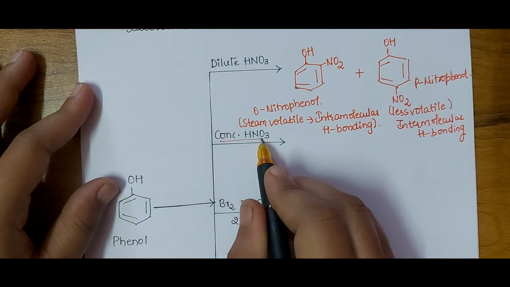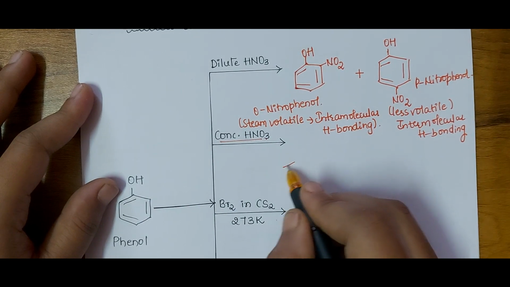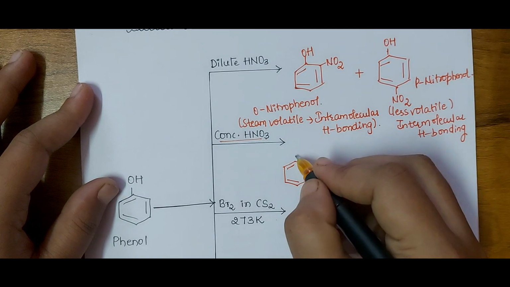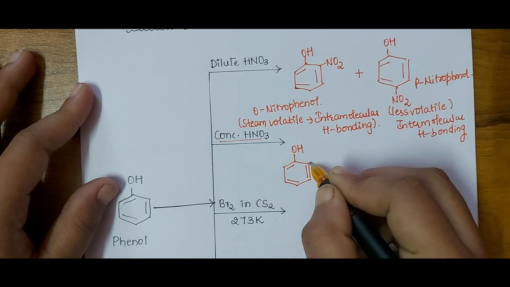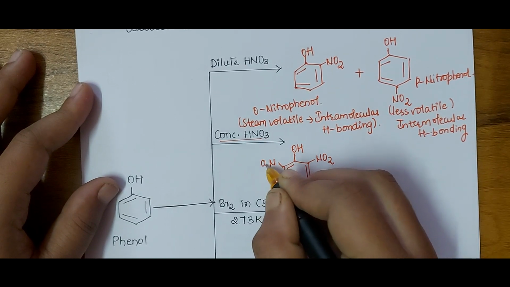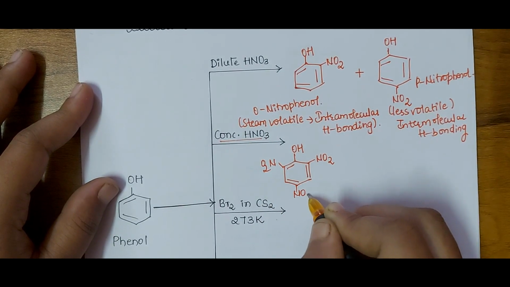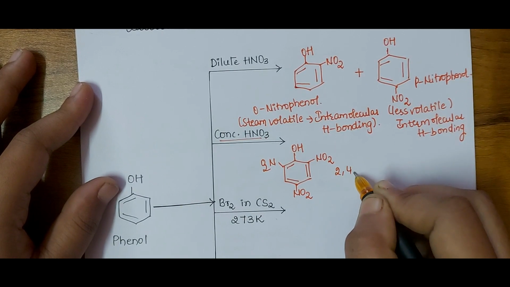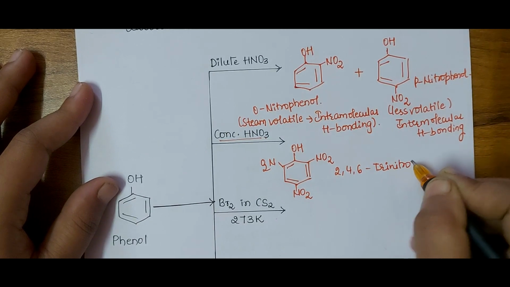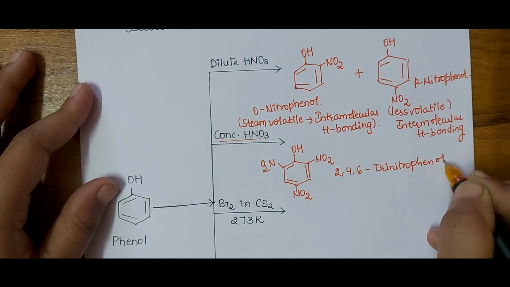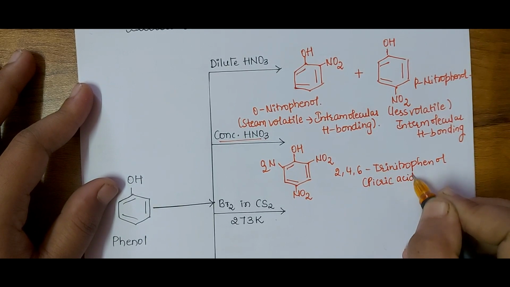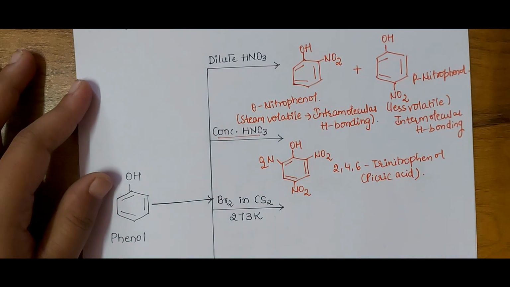Next, we'll consider the reaction with concentrated nitric acid. With concentrated nitric acid, phenol forms a tri-substituted product, and that product is 2,4,6 trinitrophenol. This 2,4,6 trinitrophenol is given a common name, and you may get a question on this: picric acid. So picric acid itself is 2,4,6 trinitrophenol.